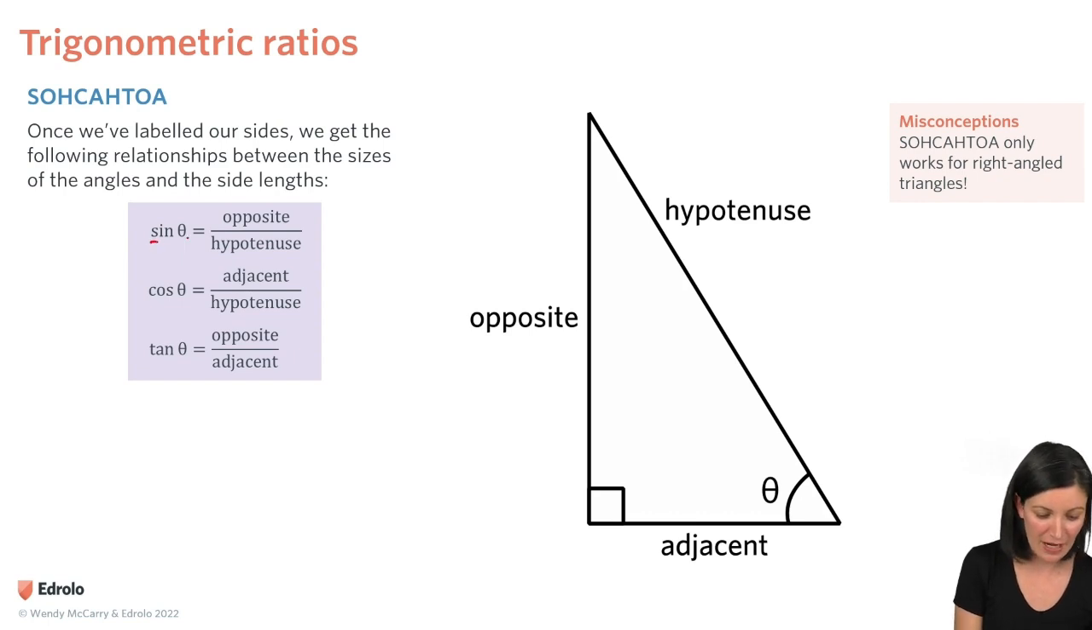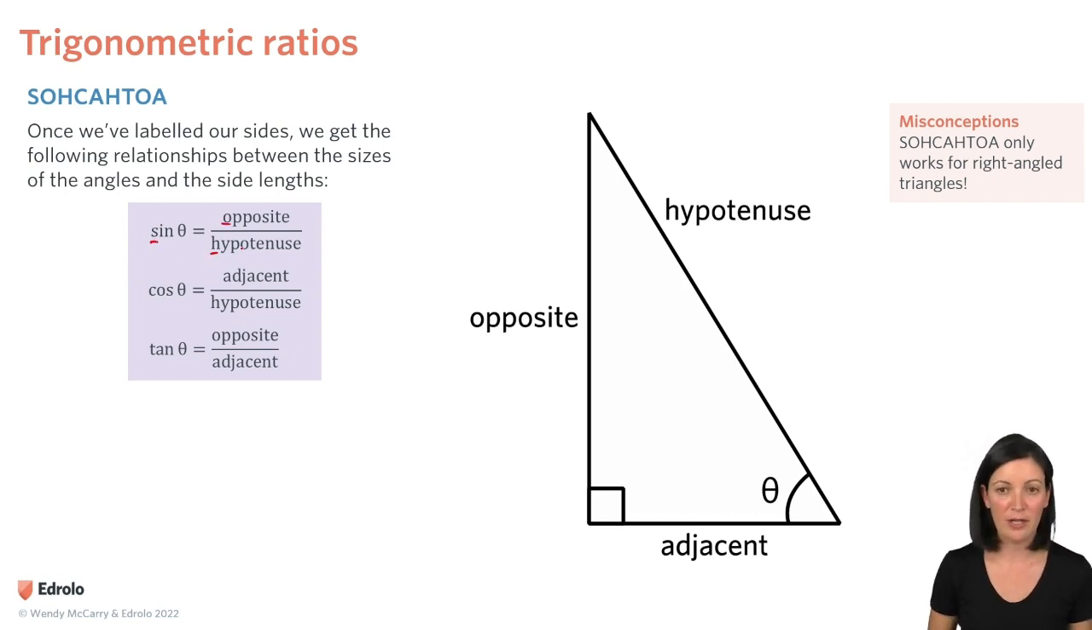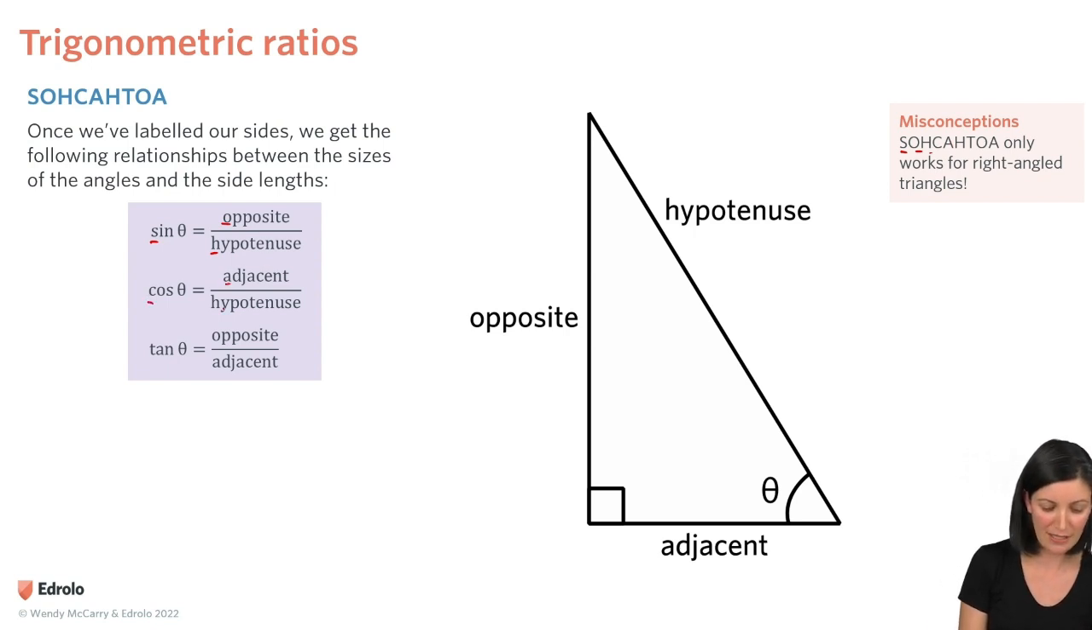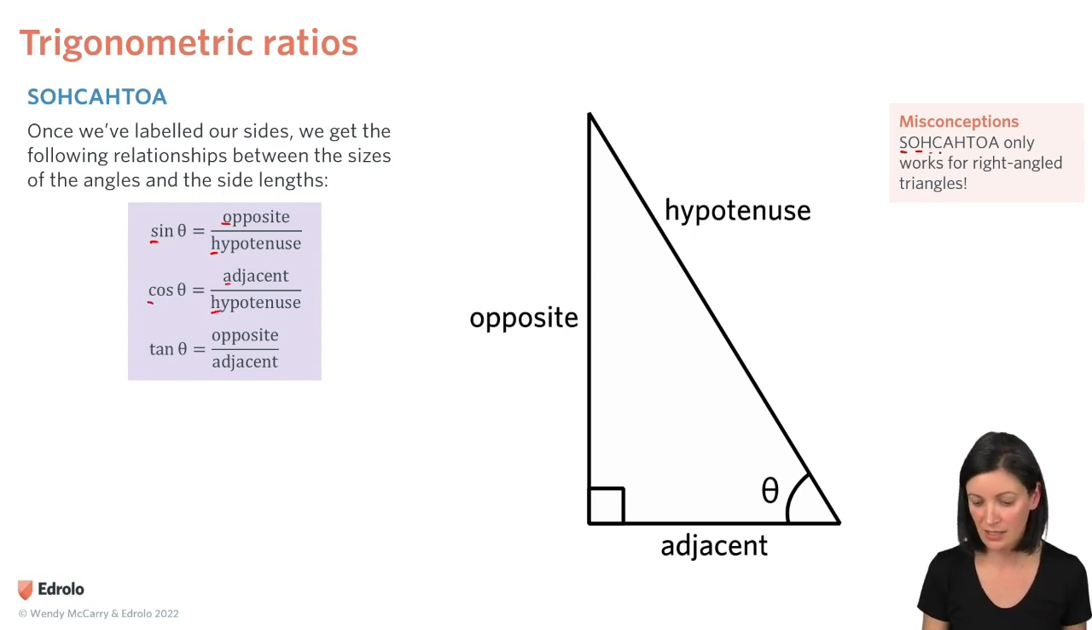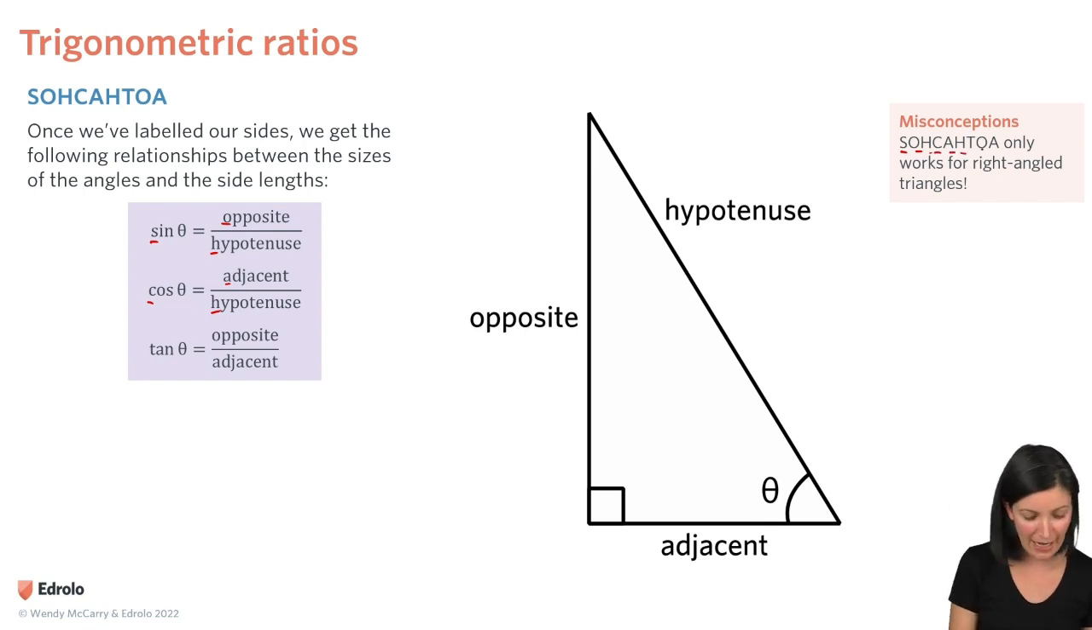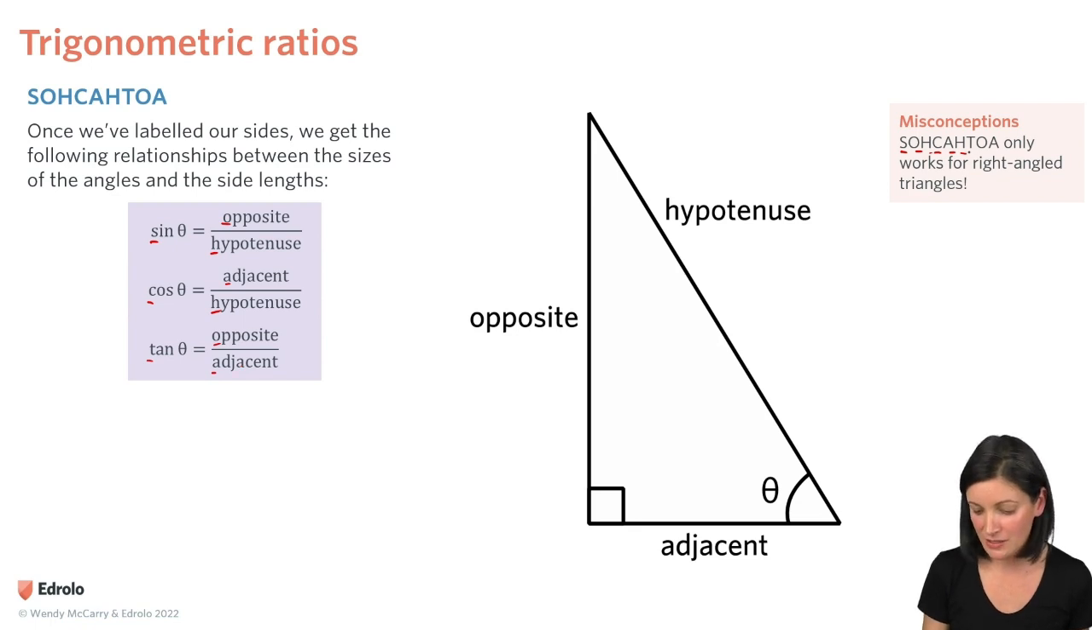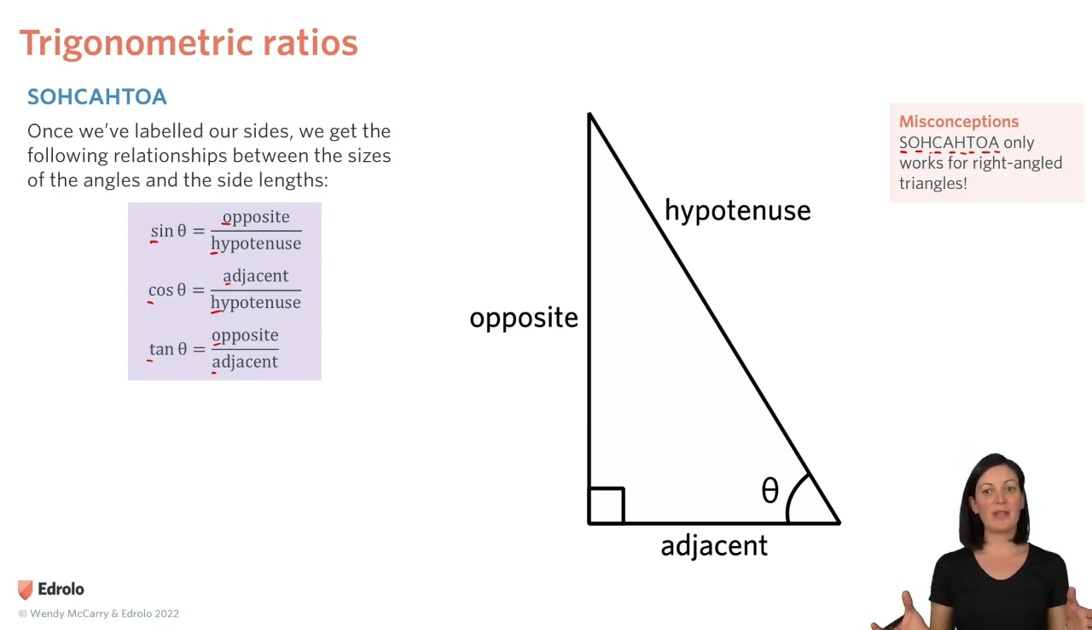Sine is opposite over hypotenuse, that's the SOH. Cos is adjacent over hypotenuse, that's our CAH. And tan is the opposite over the adjacent, that's our TOA. So that's where we get the word SOHCAHTOA from. Now, it's really important to remember that this only works when we have a right angle triangle. You can't use these relationships when you have different types of triangles that don't have a right angle.